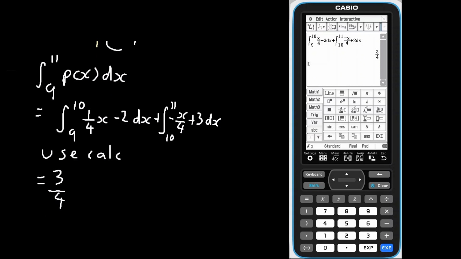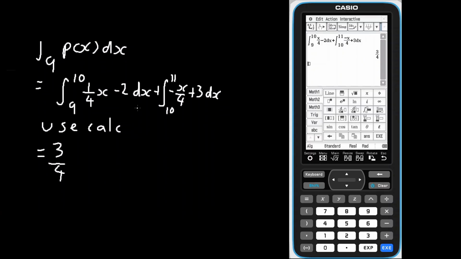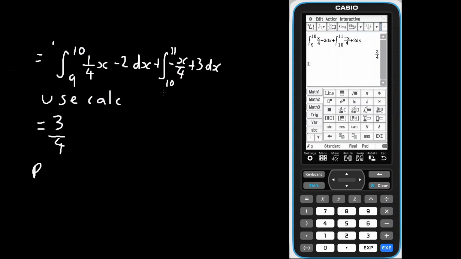That is the probability. So what we can say is that the probability from 9 to 11 is equal to 75%, or 3 on 4. Whatever takes your pick.